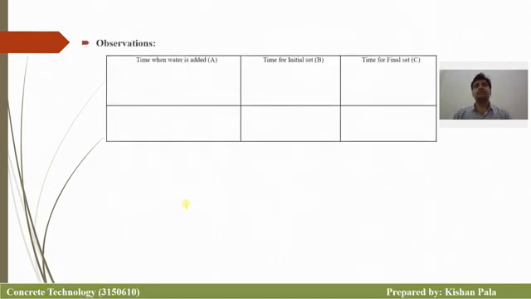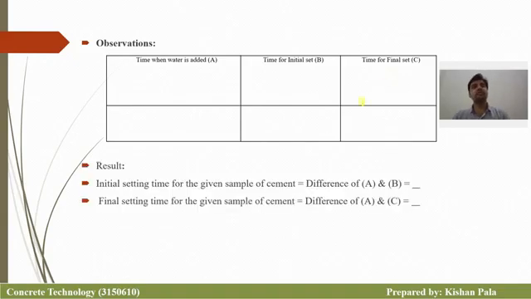This is the observation table. Times when water is added. You have to note down the time when you added the water mass, and then you can find out the initial and the final setting time. Clear? This one is the time for the initial set, and this one is for the final set. Result: initial setting time, final setting time. Clear?